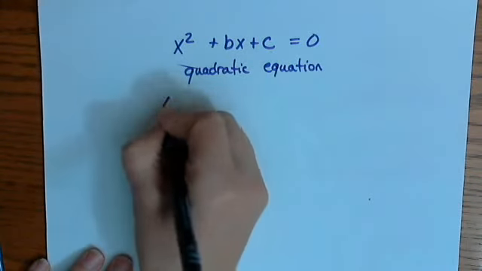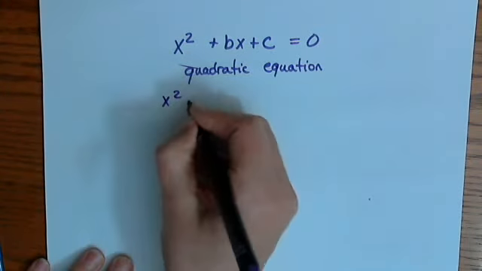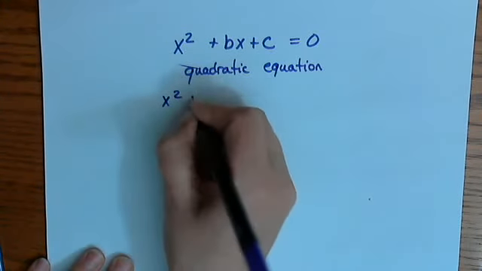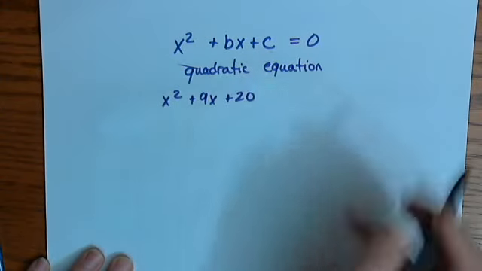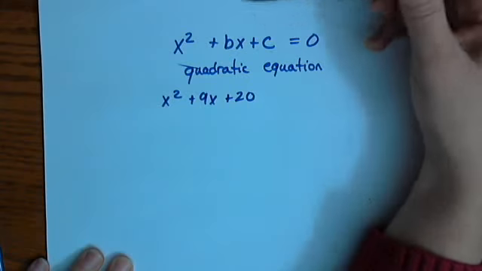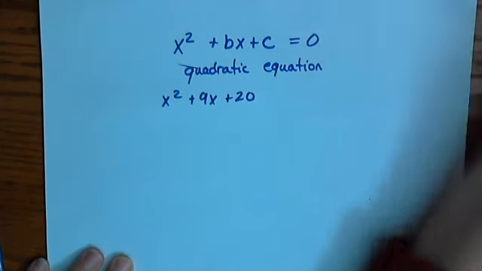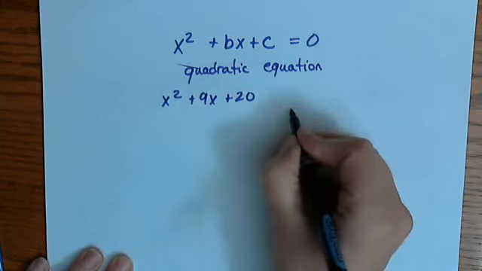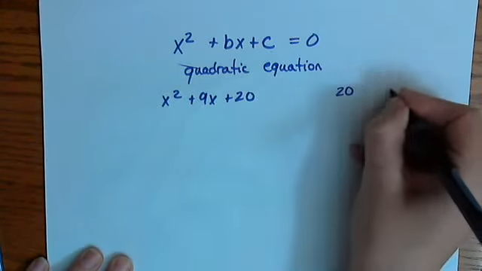The first sample problem I want to do is at the top of page 486. We're going to factor x squared plus 9x plus 20. And remember, I said we want to find two numbers that multiply to be this last number and add to be the middle coefficient, not including the x, just that middle coefficient. So in this case, I want to find two numbers that multiply to 20 and add to 9.